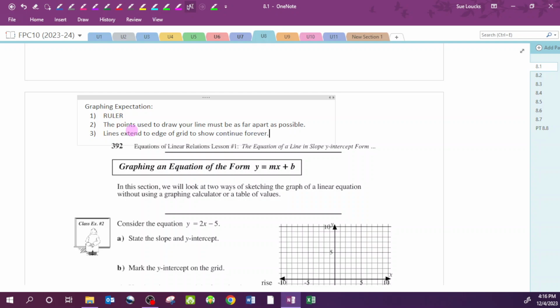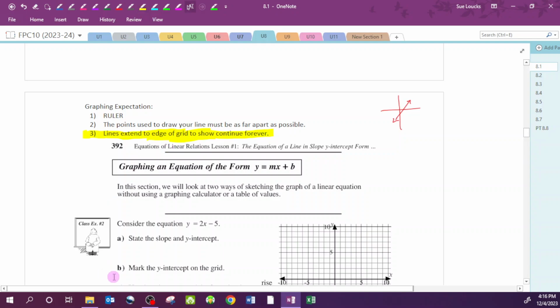Okay, now you are allowed to, mathematically speaking, if you have a line that goes forever, you're allowed to just draw that little line and put arrows on the end of it. But I'm letting you know that in my class, I'm expecting you to draw them to the edge of the grid. Okay, and that is because I want you to work on being accurate with your graphing. Okay, and that is just an important skill. So that's what I'm going to get you to do.